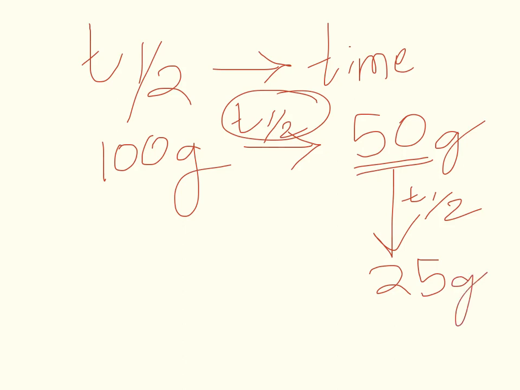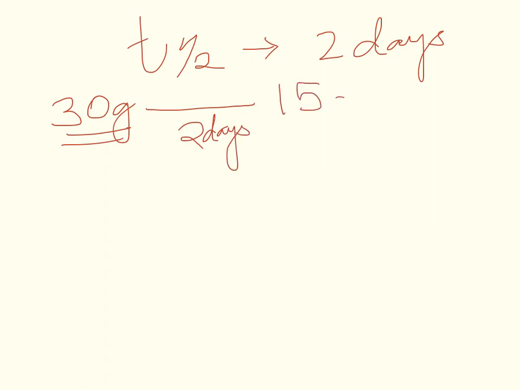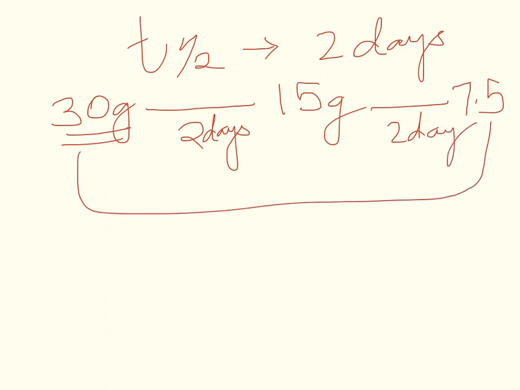Okay, so for example, if T half of a nucleus is, say, 2 days, so you start with 30 grams of a substance. So your initial is 30 grams of a substance. After 2 days, you're left with 15 grams of a substance. After the next 2 days, you're left with 7.5 grams of a substance. So that means from the initial, after 4 days, 7.5 grams of the substance is left over.